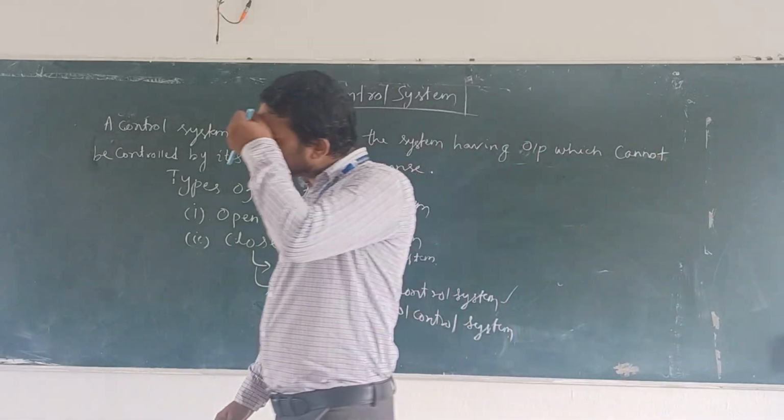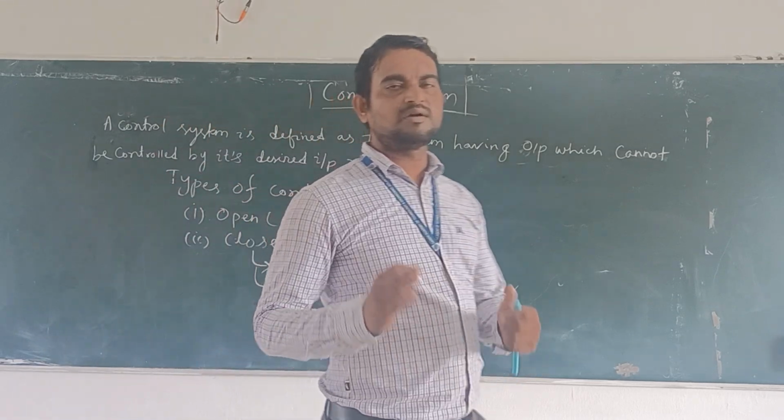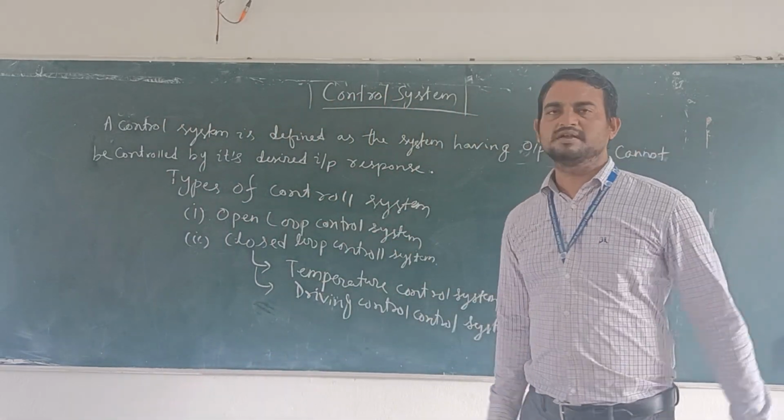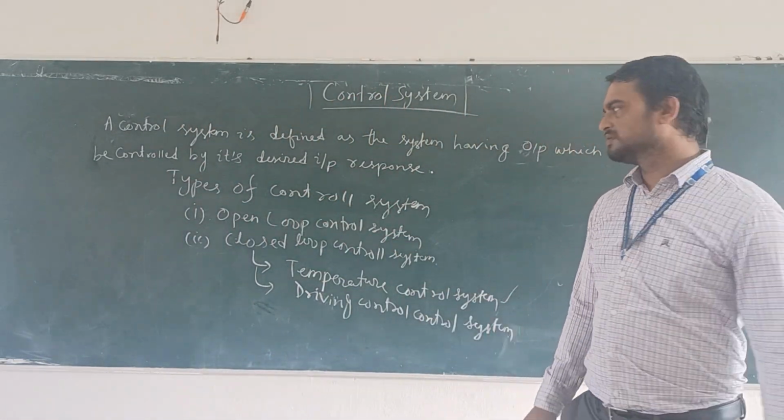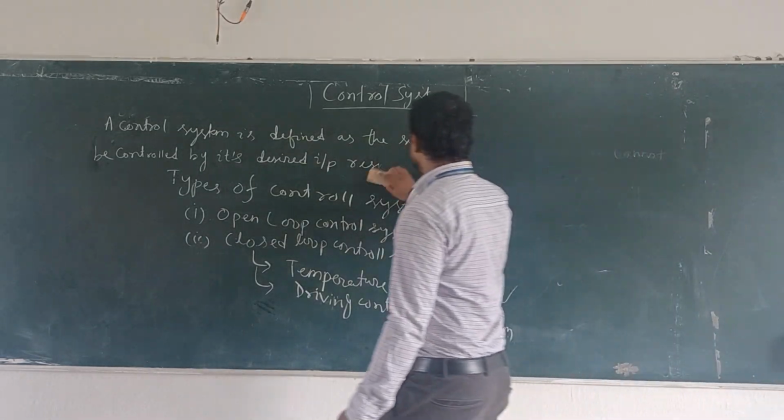Now we will discuss the merits and demerits of open loop and closed loop control systems. So what are the advantages and disadvantages, we will discuss.